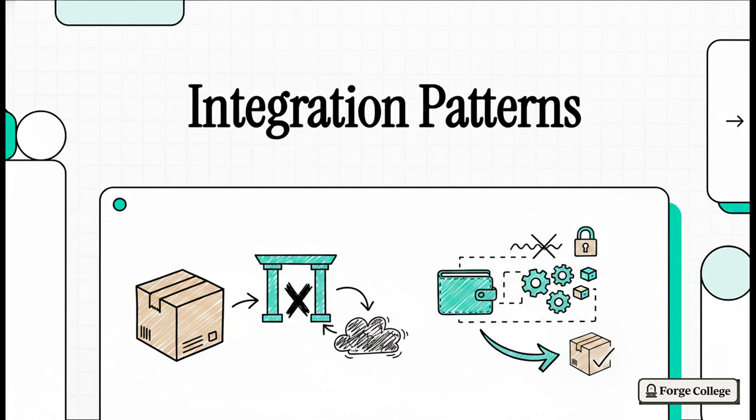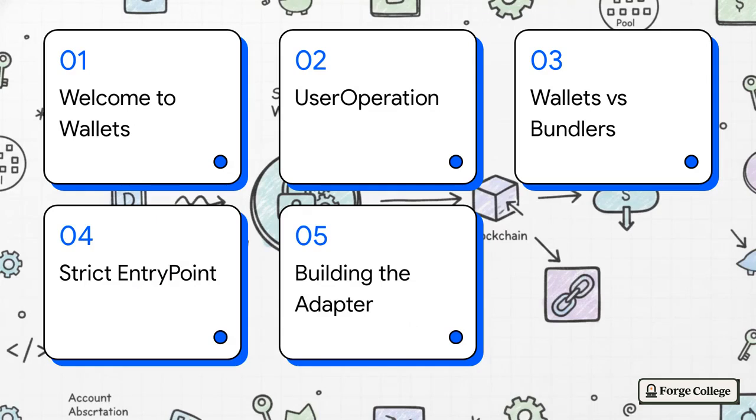We are looking at the concrete integration patterns for ERC-4337 and smart wallets that guarantee your digital package arrives exactly as intended. So here is our flight plan for today. We'll start with a welcome to smart wallets, then meet the user operation, compare wallets versus bundlers, navigate the strict entry point, and finally, build our signing adapter. Let's get right to it.